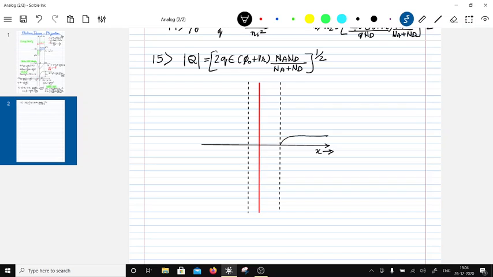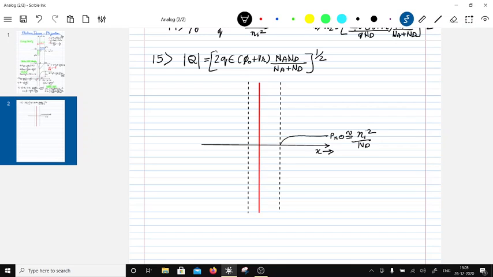For minority carrier it's 0 here, so this is the n side, so this will be Pn0, and this is approximately equal to Ni square over Nd. Basically Ni square is equal to this, right? So Ni square over Nd, okay.